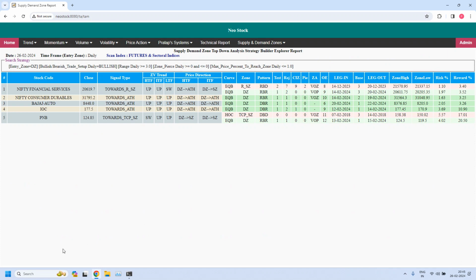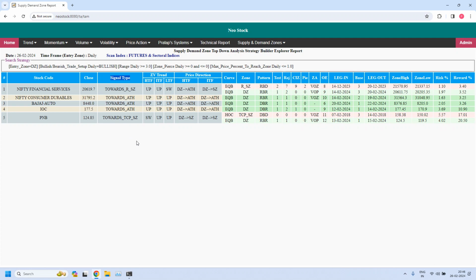We have 5 stocks, in that first 2 are indices, and we have 3 stocks. But remember, in this list, all are moving either towards the supply zone or they are moving towards the all-time high. This is the price direction of our entry zone. Signal type indicates the price direction in our entry zone, that is demand zone. From demand zone, they are moving towards the supply zone. If they change the direction and come to the demand zone tomorrow, we will get an entry.